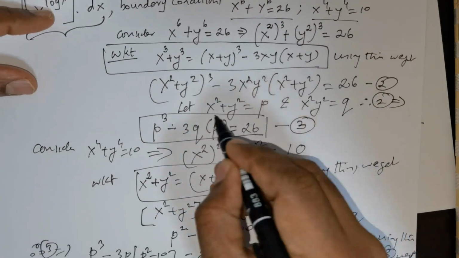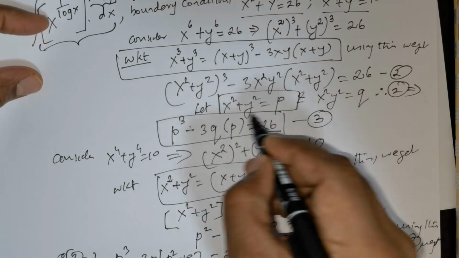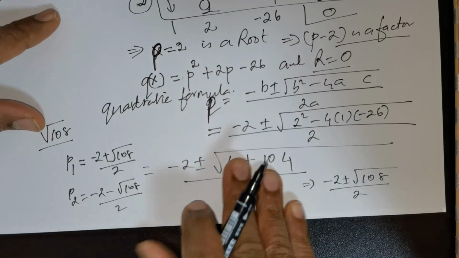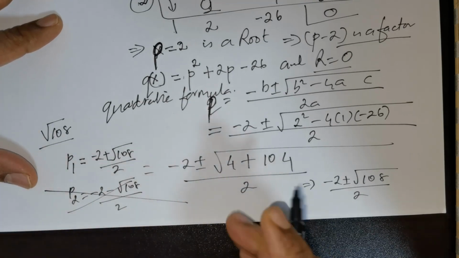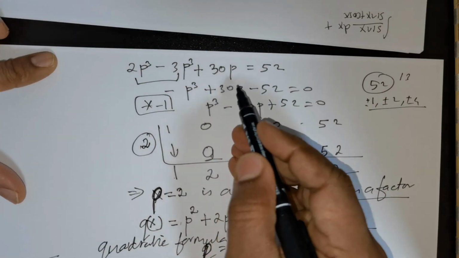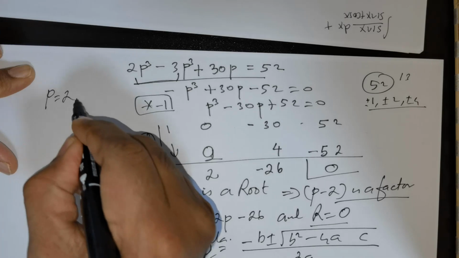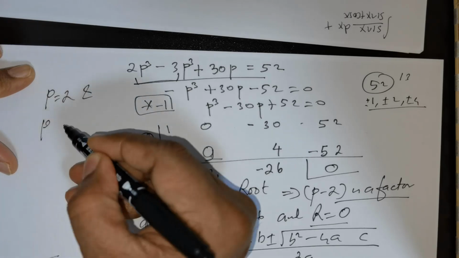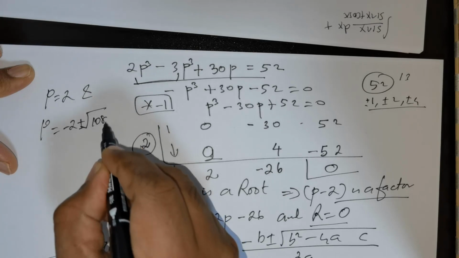Now P is equal to x squared plus y squared. That means this is going to be a positive value, right? You see here, this is a positive value, but here we are getting P2 to be equal to negative 2 minus root of 108 divided by 2, which is negative. So this cannot be acceptable. So there is only one acceptable root for this equation, that is P is equal to negative 2 plus root of 108 divided by 2.